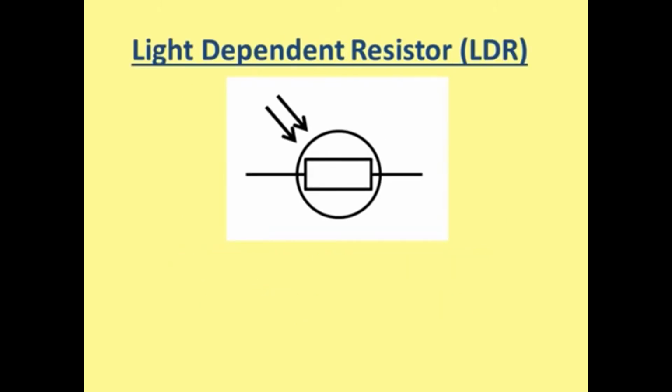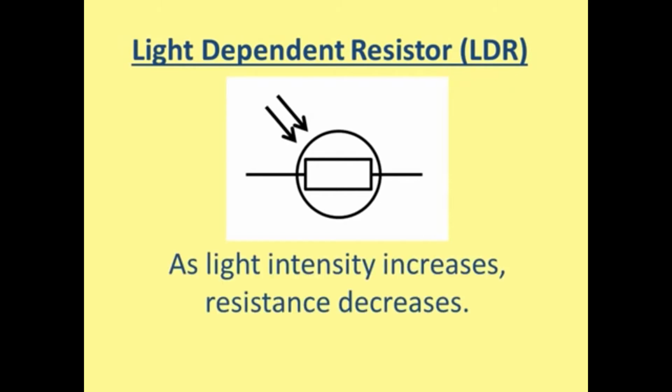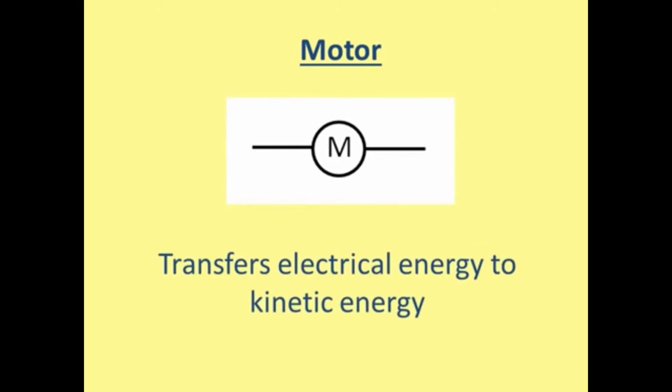LDRs are also important. They stand for light dependent resistor, and they're very similar to thermistors in a way, but as the light intensity increases, then the resistance will decrease. This is also a really important symbol to learn for this exam. Motors transfer electrical energy into kinetic. So they turn your electrical energy in your wires into something useful that moves.